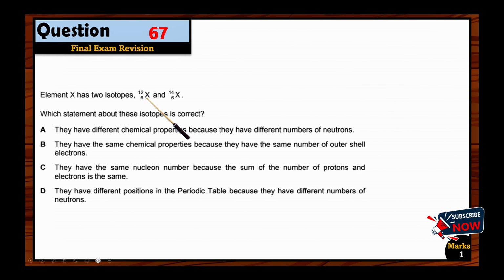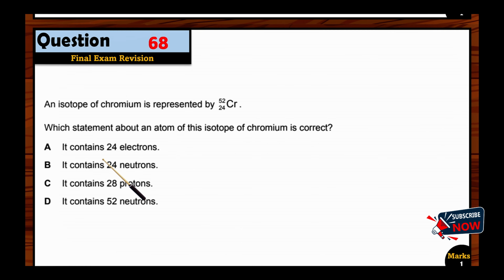Okay, element X has two isotopes. Which statement about these isotopes is correct? Now let's see. They have different chemical properties. Wrong. If they are isotopes, they should have the same chemical properties. We don't need to read all. They have the same chemical properties. Yes, that's right, because they have the same number of outer shell electrons. Yes, again, it's repeated. So option B is right.